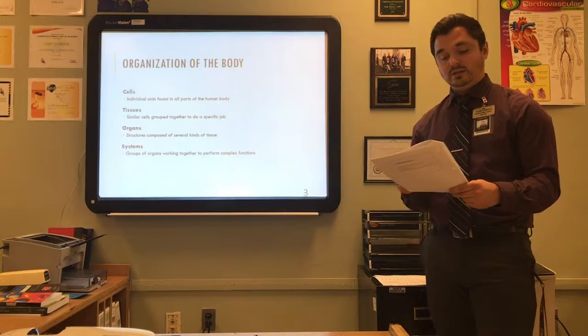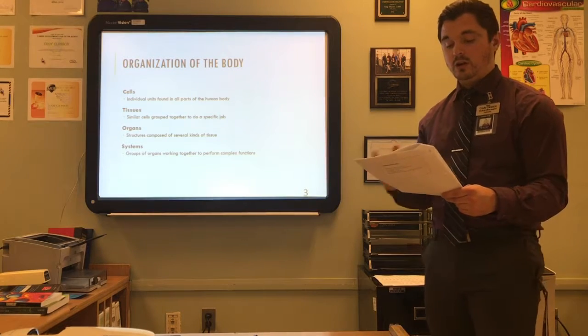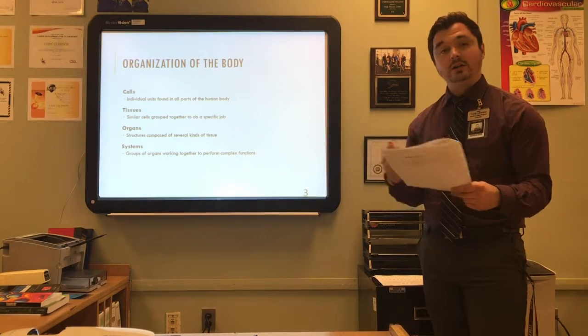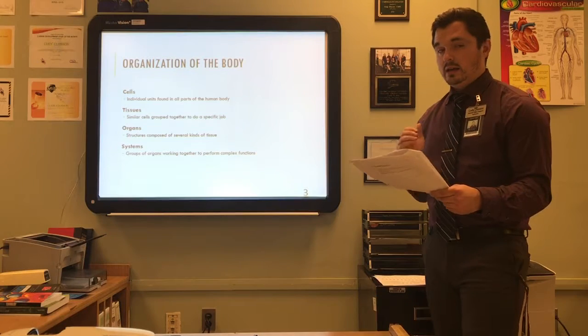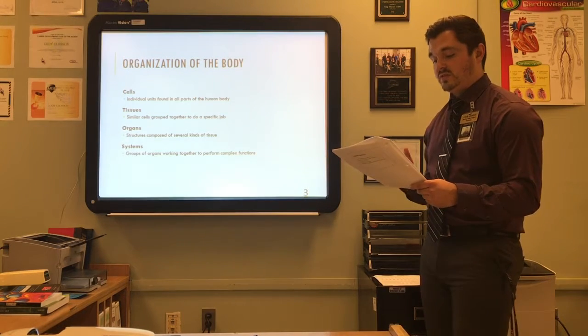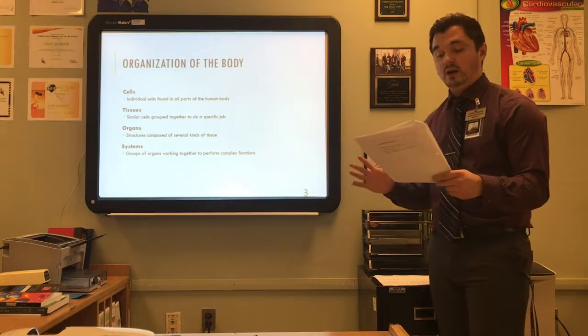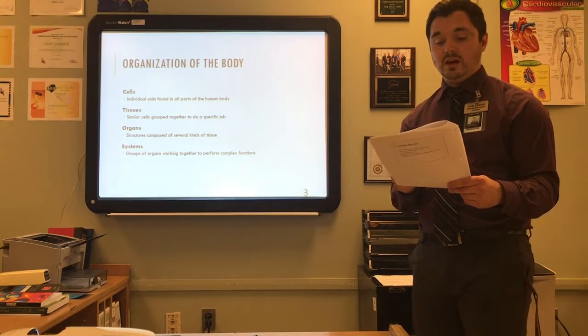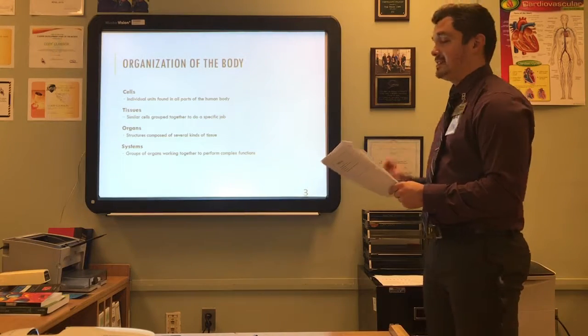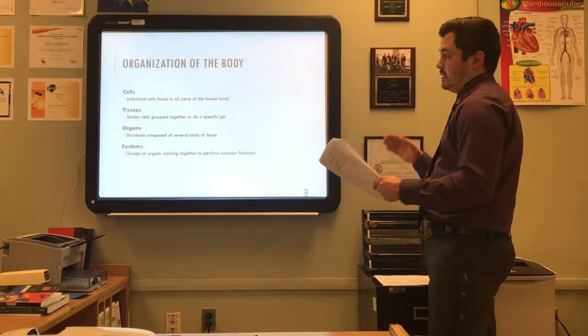Now, voluntary muscle is found in arms and legs and parts all over the body where movement is under conscious control. And then involuntary muscle tissue is found in the heart and digestive system as well as other organs, and it allows movement that is not under conscious control.